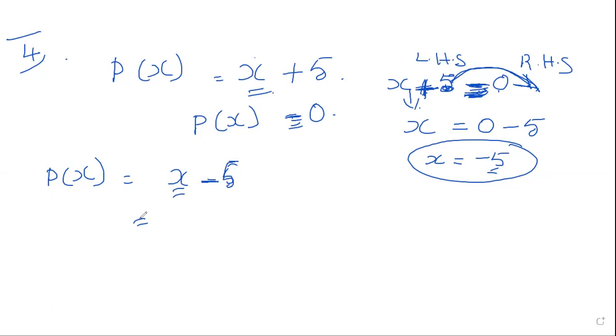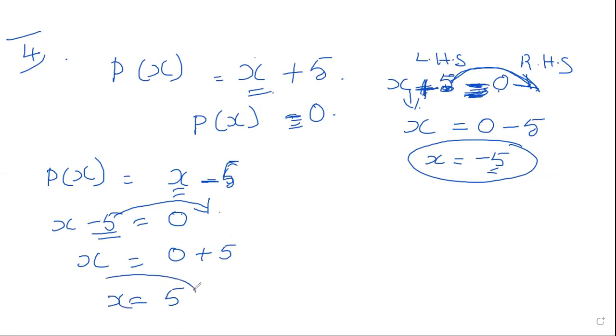So equal to 0, x minus 5 is equal to 0. Then x is equal to, so what do you have to do now? You are transposing -5 to the right hand side. It is -5. If you shift it into the right side, it will become +5. Okay, what is the value here? x is equal to 5. Okay children, so 5 is the 0 of the polynomial.